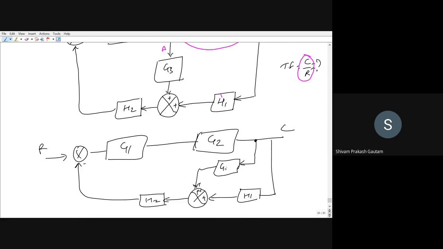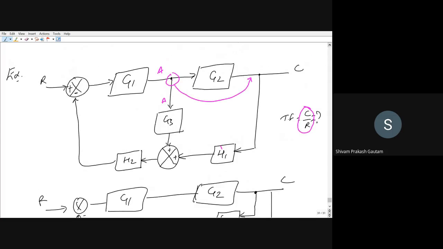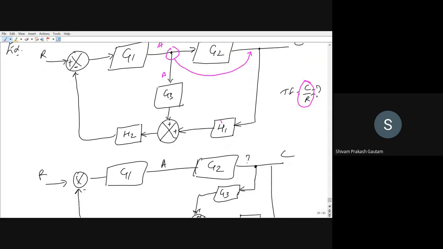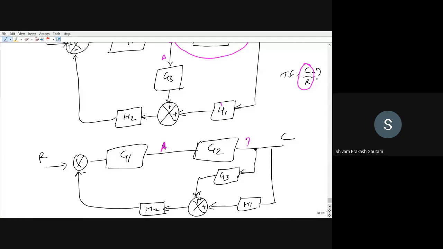Now G3 will be there because this is a transformation of the block. What extra term will be there if I move to this point? Apart from A, what extra term will be there? Can anyone tell me? If it was A here, what was the signal flowing here? AG2. Anyone else? If this is A, what will be here? Here will be AG2 because it is multiplying with G2. Anyone else wants to try?